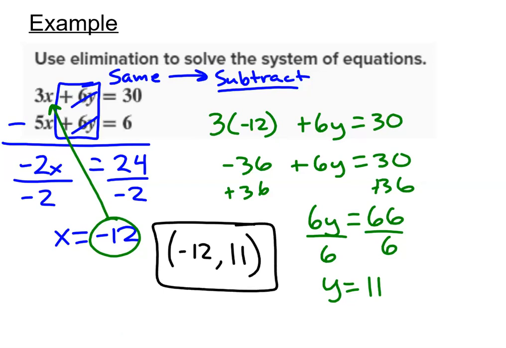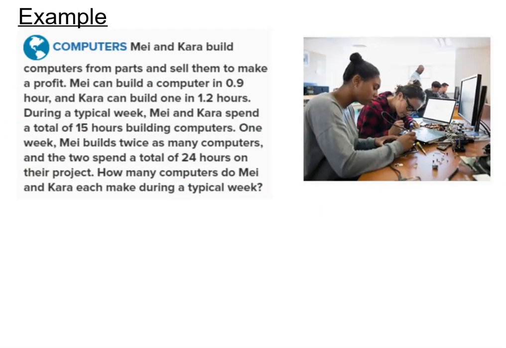So we have one more problem left. It is a word problem, but dealing with the same concept. We have Mai and Kara. They build computers from parts and sell them to make a profit. Mai can build a computer in 0.9 hours, and Kara can build one in 1.2 hours. During a typical week, Mai and Kara spend a total of 15 hours building computers. Then, one week, Mai builds twice as many, and the two spend 24 hours on their project. So, how many computers do Mai and Kara each make during a typical week?